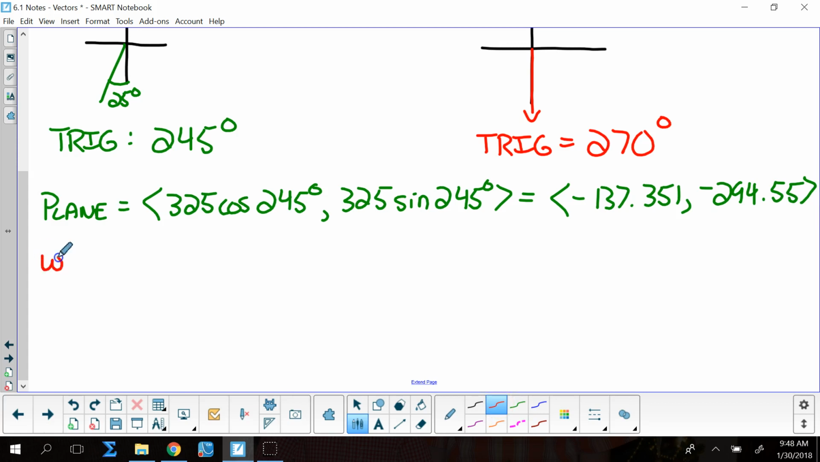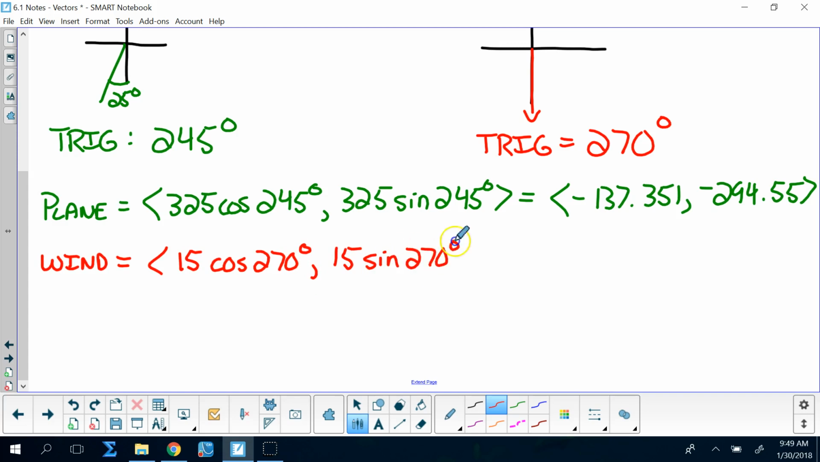Then my wind is at 15 times the cosine of 270, 15 times the sine of 270. So that's going to be 0 and negative 15. Yes? Yeah.